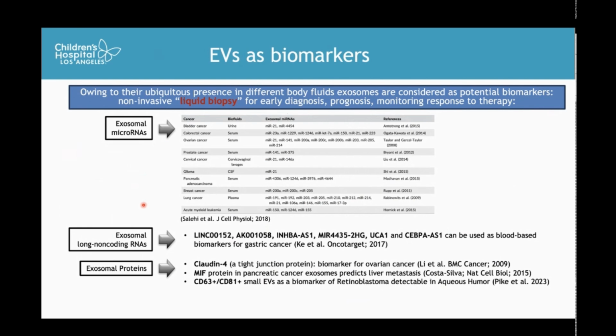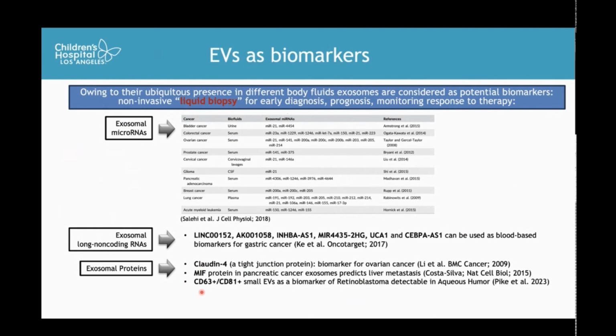Other potential biomarkers are exosomal long non-coding RNAs. For example, here they found the signature of seven long non-coding RNAs that can be used as blood-based biomarkers for gastric cancer, or exosomal proteins. For example, Claudin 4, which is a tight junction protein, has been described as a potential biomarker for ovarian cancer.